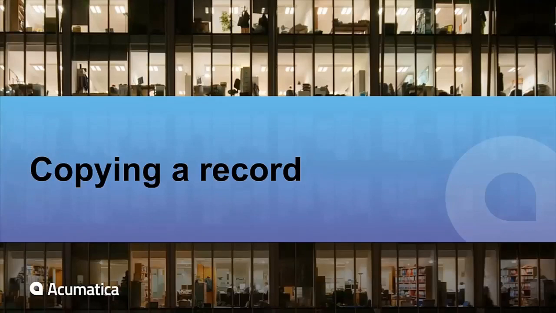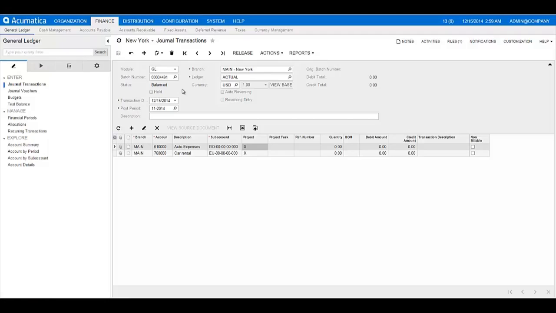Copying a record. On most forms, the Form toolbar has buttons for navigation and data manipulation. For instance, you can select the Clipboard drop-down menu to copy a record and paste the copied as a new one.